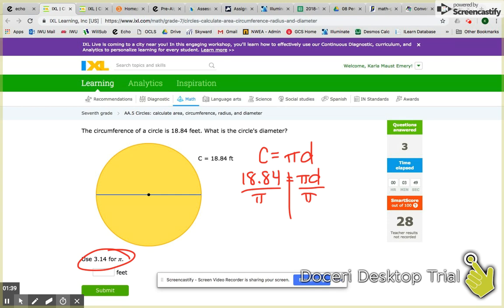So we are going to take a calculator, and you can use a calculator on this. We're going to put 18.84 divided by 3.14 into the calculator. And we get 6, okay? So on this side, these cancel out, and this side turns into 6. So my diameter is equal to 6.